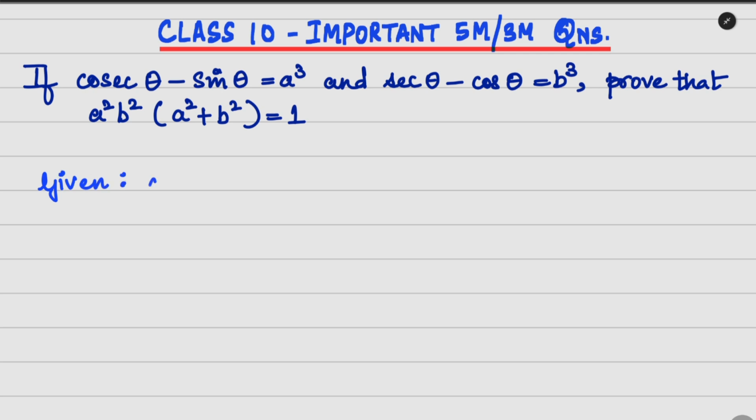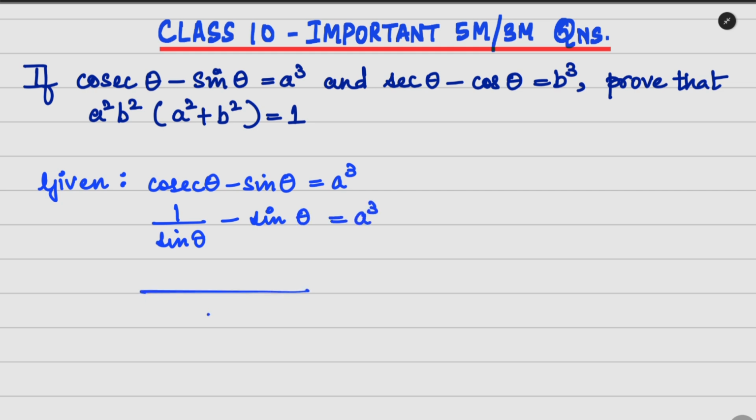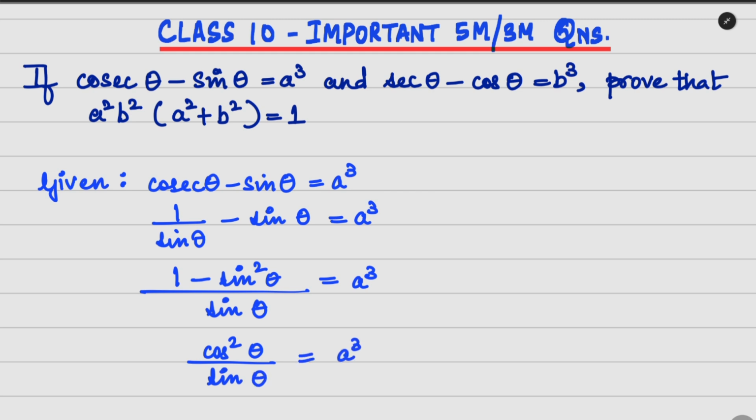Given is nothing but cosecant theta minus sin theta equal to a cube. Cosecant theta is nothing but 1 over sin theta, minus sin theta is equal to a cube. Take the LCM. So you have sin theta, and in the numerator you will have 1 minus sin square theta, over sin theta, equal to a cube. What is 1 minus sin square theta? It is cos square theta. So cos square theta divided by sin theta is equal to your a cube.